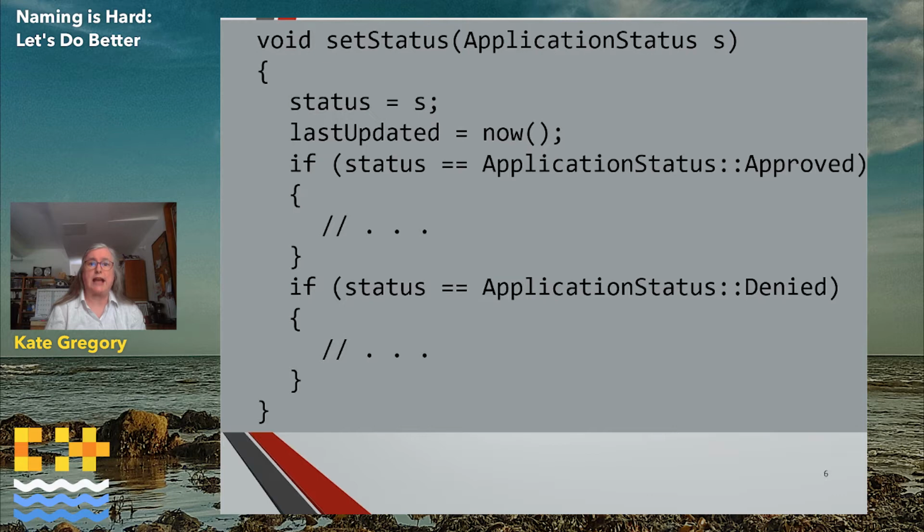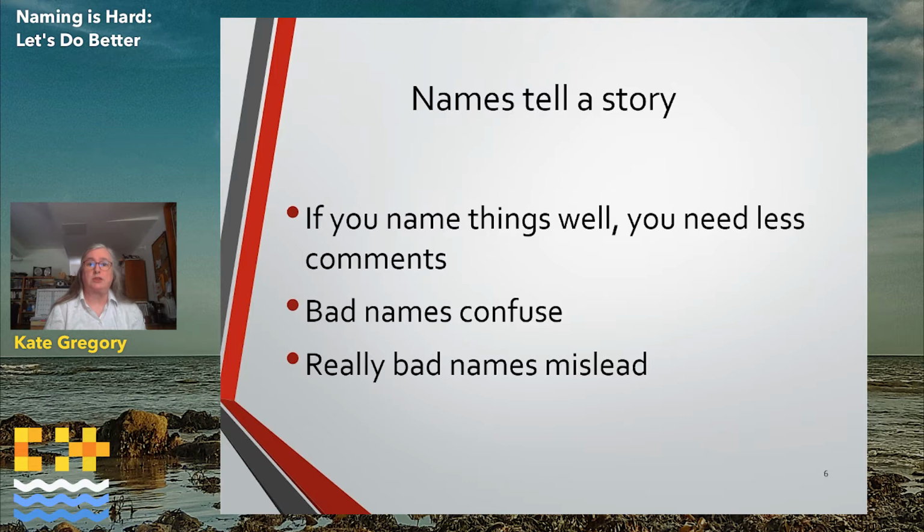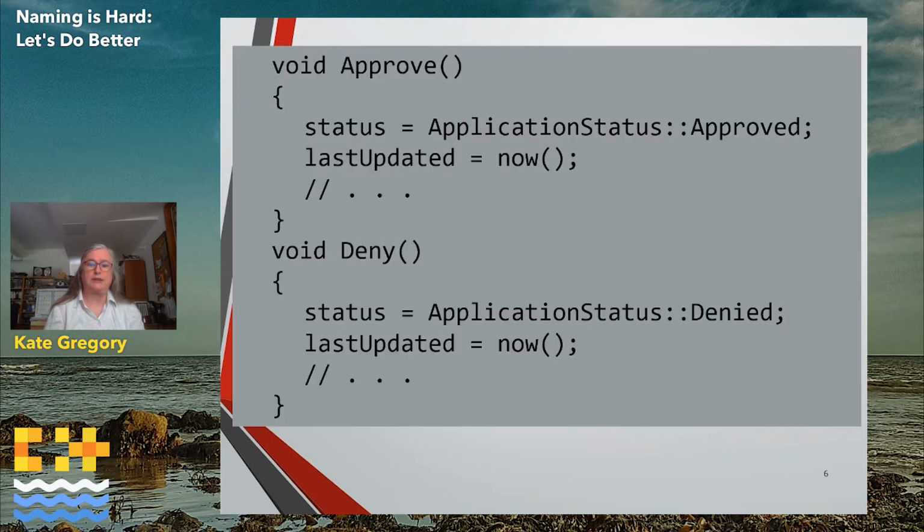And this is sometimes harder to spot than this, but this is a relatively common pattern. The name has actively misled you. You think it's still status equals S, but it's got all this business logic and action going on in it, and it's causing confusion. And the solution is to replace it with two functions, approve and deny.